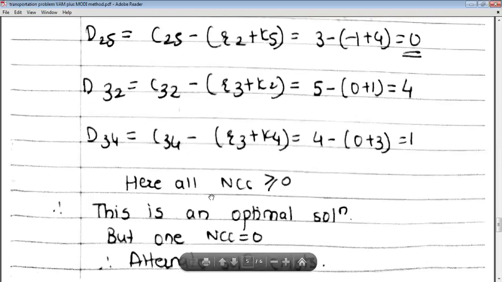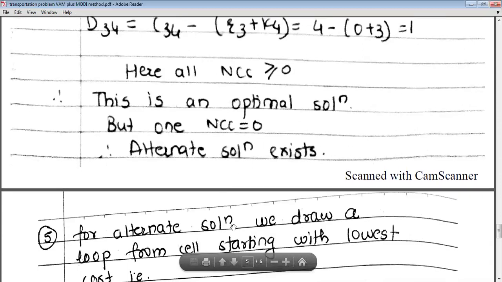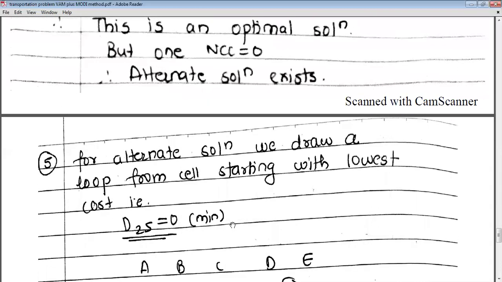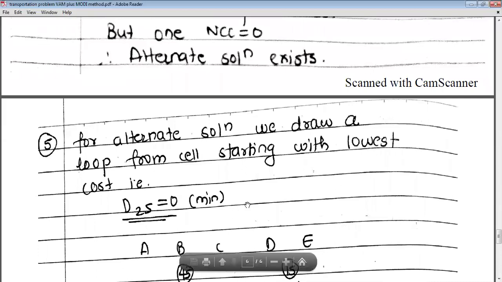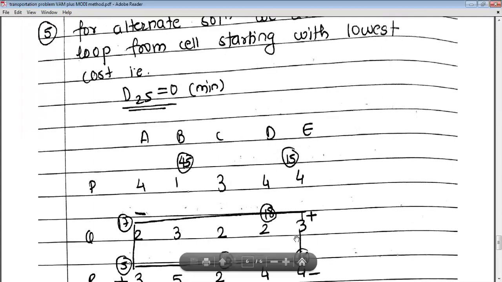So here since all NCCs are greater than or equal to 0, there is an optimal solution, but one NCC is 0, so an alternate solution exists. Now in order to calculate the alternate solution, we draw the loop which starts from the lowest cost. That is D25 having the lowest cost. Remember, this is the water square, there is no allocation.